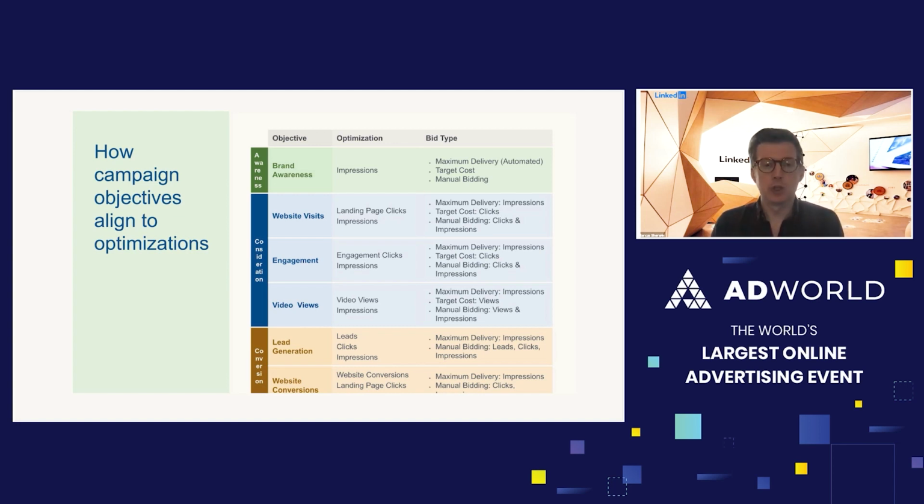These would be just optimizing on leads. Now, you may see that your cost per click is higher. However, it's optimizing on leads, so it's generating leads from the platform for you. Maximum delivery, impressions, manual bidding, leads, clicks, and impressions.